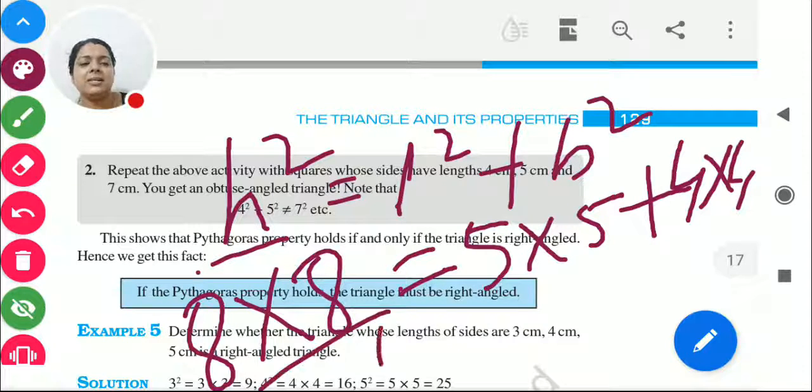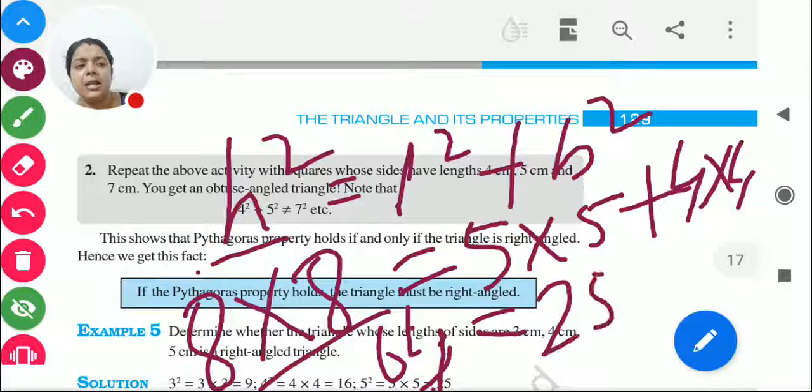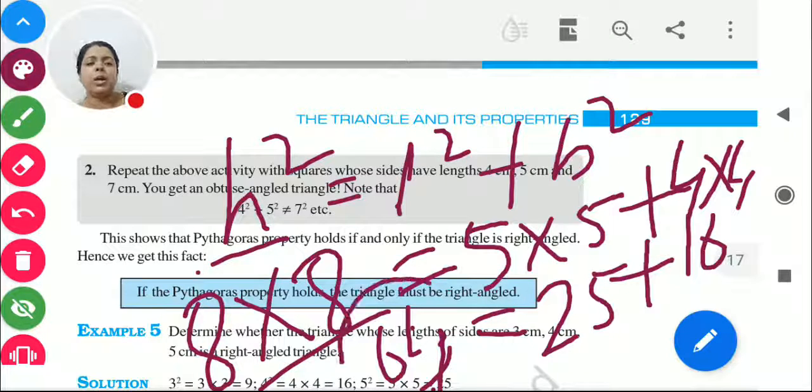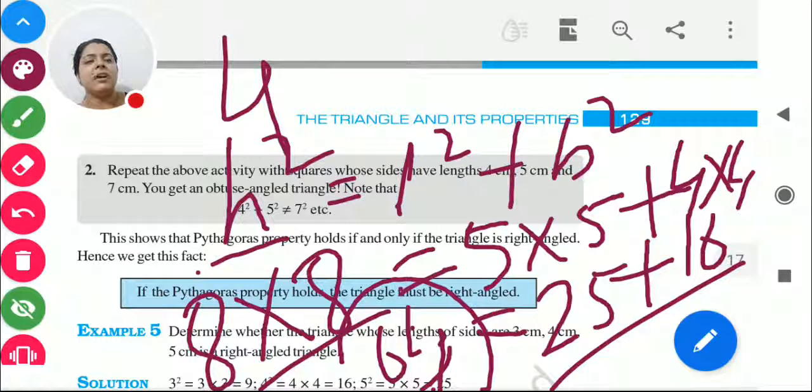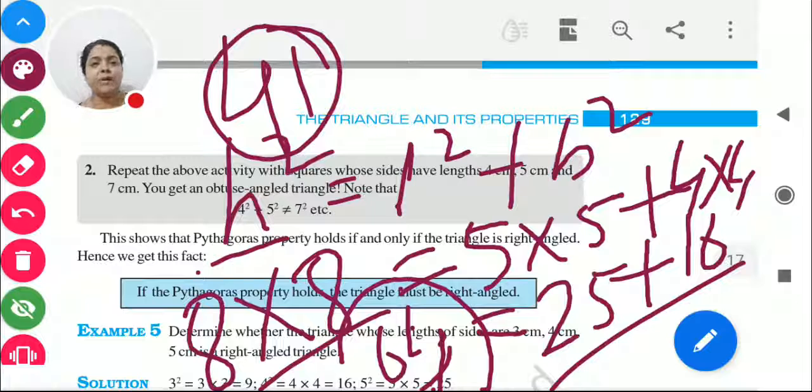So 8 8s are 64. 5 5s are 25 plus 4 4s are 16. What do you find? One side it comes 64, another side it comes 41. So do you find that H square is equal to B square plus L square? No, it's not at all matching.